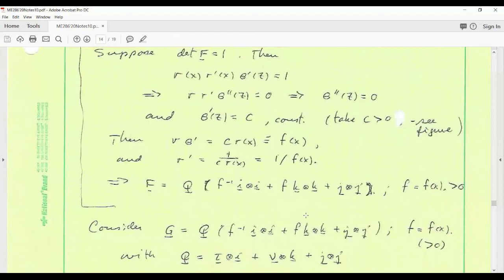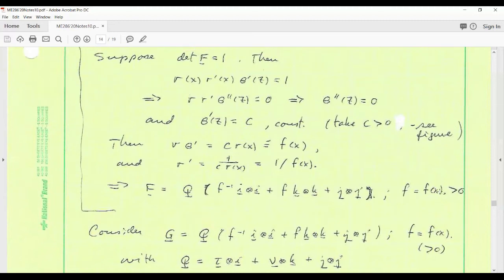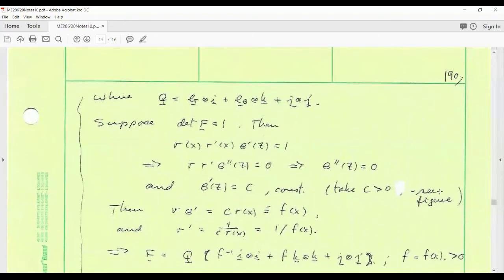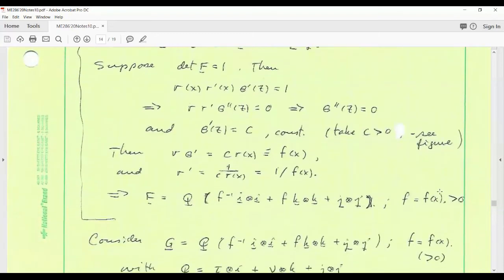So a finite flexure has this structure of the deformation gradient: a rotation, a function of x, its reciprocal, a function of x here, and 1 here, for some positive function of x. Okay, so that's a recap of the finite flexure problem. Purely kinematic discussion, nothing about constitutive equations.